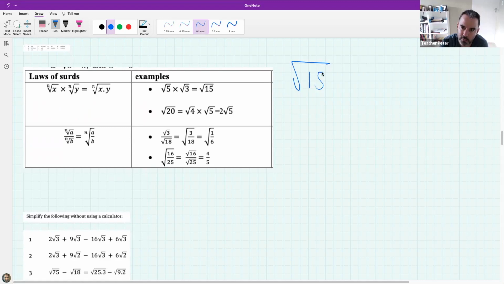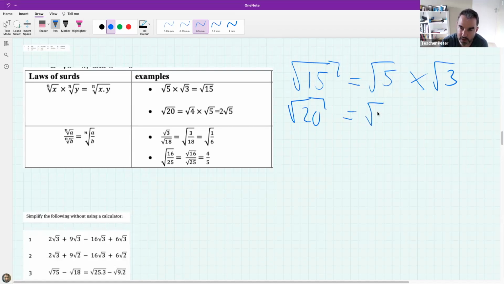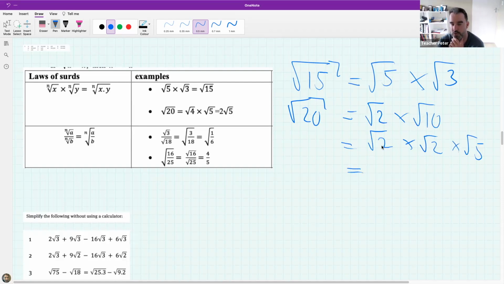Well, if you have the square root of 15, it can be written as square root 5 times square root 3. If I have the square root of 20, I can break that down in a couple of ways, but I'm even going to do it differently to the way the textbook does it. I'm going to say square root 2 times square root 5. And then what is square root 2 times square root 2? Well, that's square root 4 times square root 5. And we know that that would just be 2. So what it allows you to do is almost pull this, break the number inside into two parts.